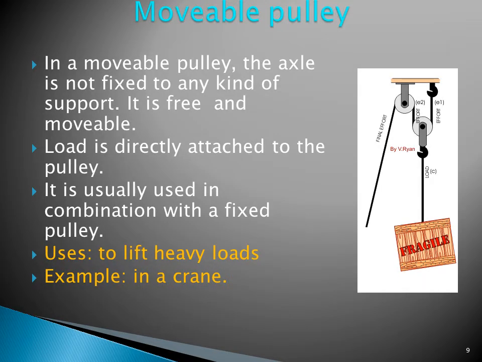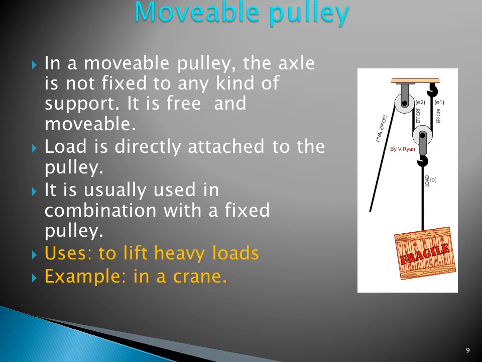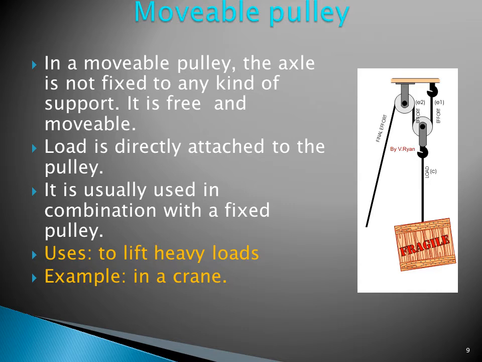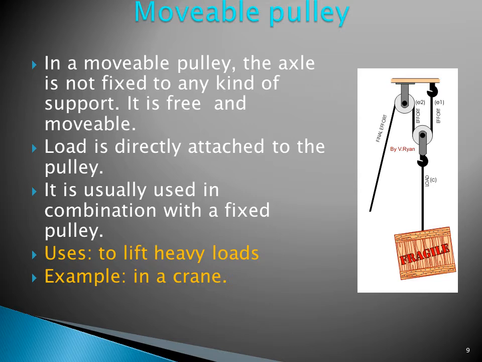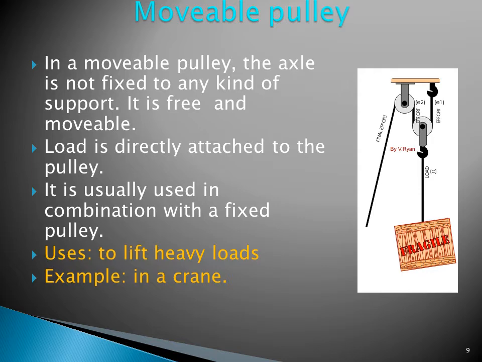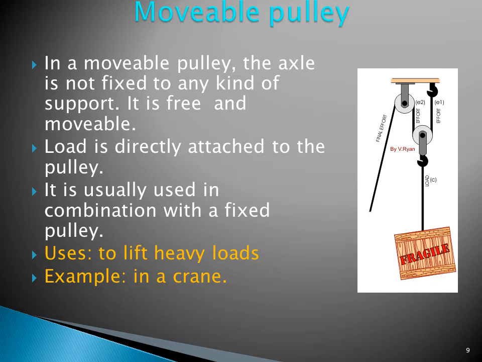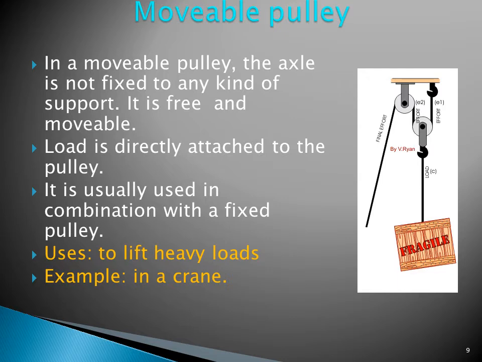Movable pulley. A movable pulley has a free or movable axle. It is used along with a fixed pulley. The load is directly attached to the pulley. This type of pulley helps to lift heavy loads with lesser effort than a fixed pulley. A crane uses both fixed and movable pulleys to lift heavy loads.